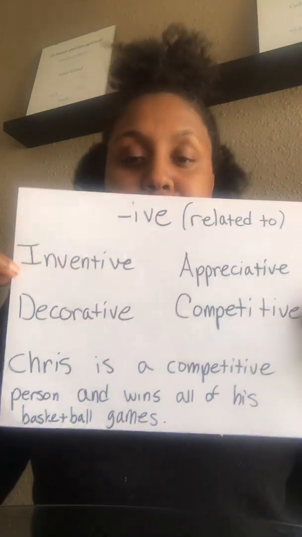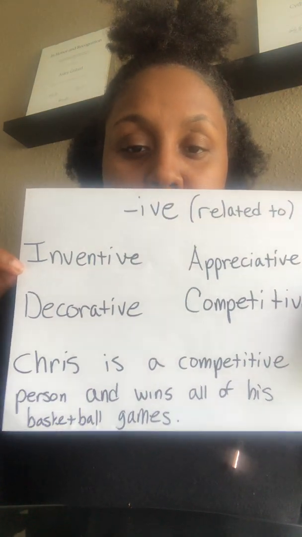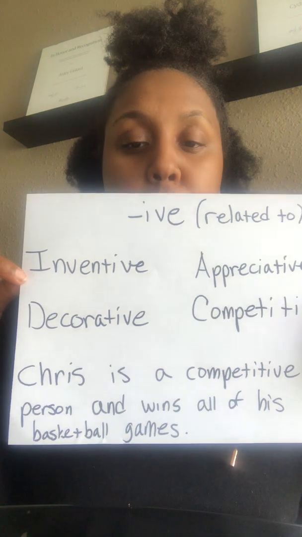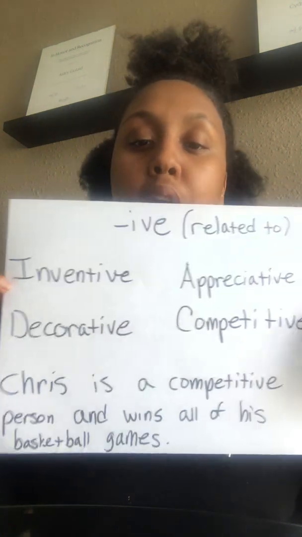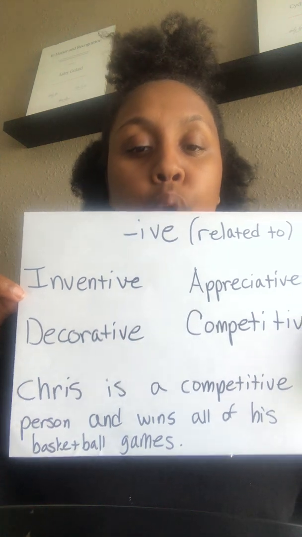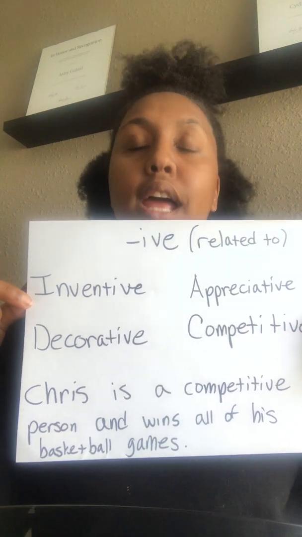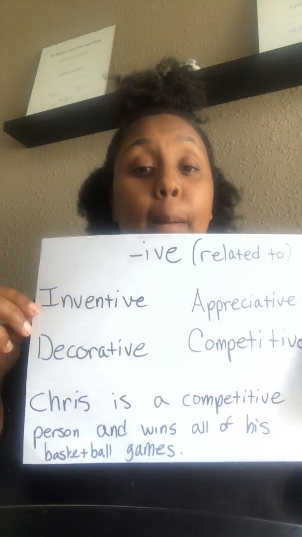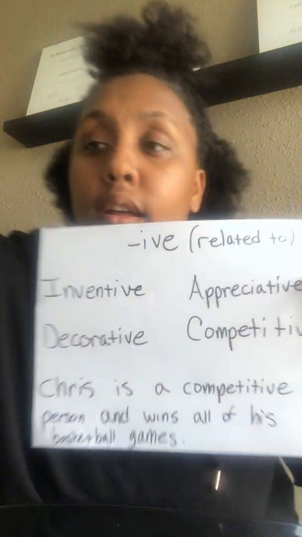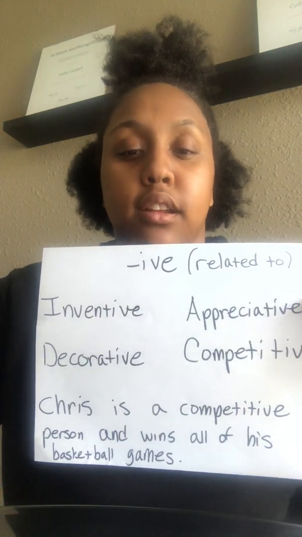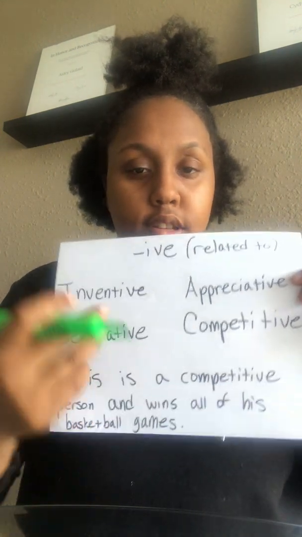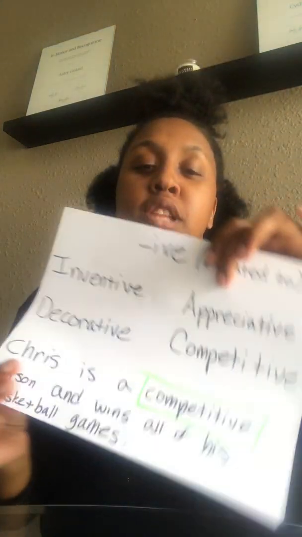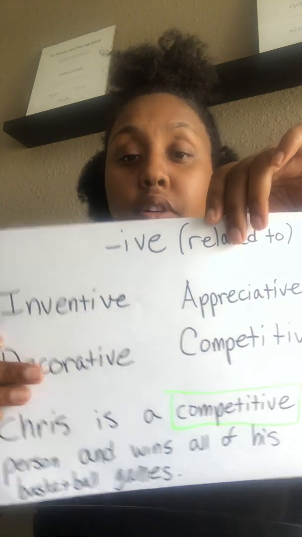Now I'm going to get into an example of how we use an adjective with the suffix IVE in a sentence. Chris is a competitive person and wins all of his basketball games. Again, Chris is a competitive person and wins all of his basketball games. Now, when we say competitive, I'm going to get my highlighter. Competitive is the adjective. So go ahead and box that real quick. Remember, we usually box our adjectives.